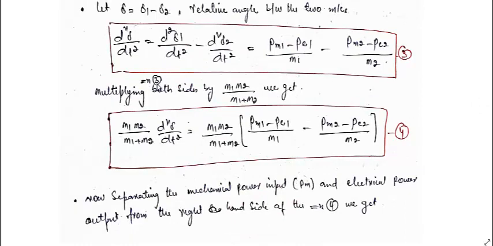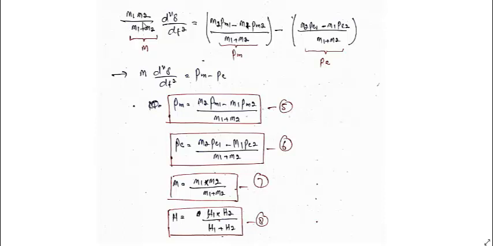Now multiplying equation 3 on both sides by M1 M2 divided by M1 plus M2, we get M1 M2 divided by M1 plus M2 into del square delta by del t square, which comes out equal to M1 M2 divided by M1 plus M2 into PM1 minus PE1 divided by M1, minus PM2 minus PE2 divided by M2. Now we have to separate the mechanical power input PM and the electrical power output on the right hand side of the equation. So M1 M2 divided by M1 plus M2 into del square delta by del t square is equal to M2 PM1 minus M1 PM2 divided by M1 plus M2, minus M2 PE1 minus M1 PE2 divided by M1 plus M2. Here the first term contains only the mechanical power, and the second contains all the electrical powers.